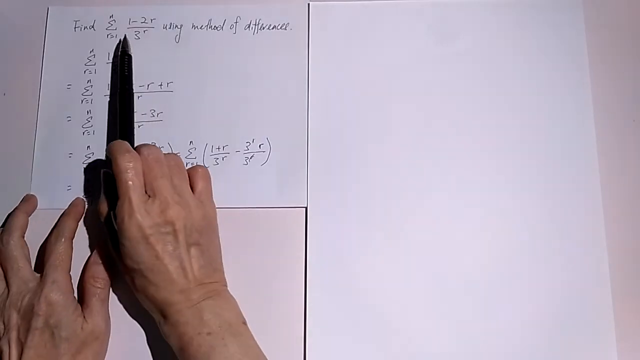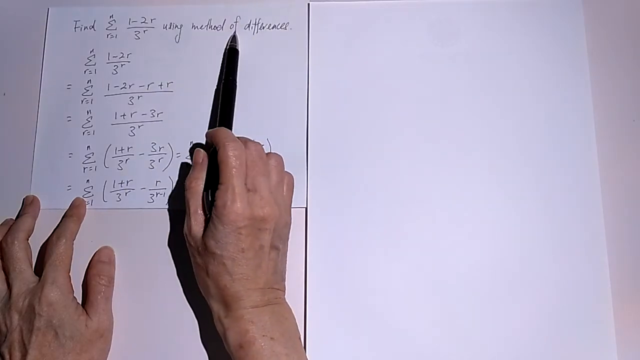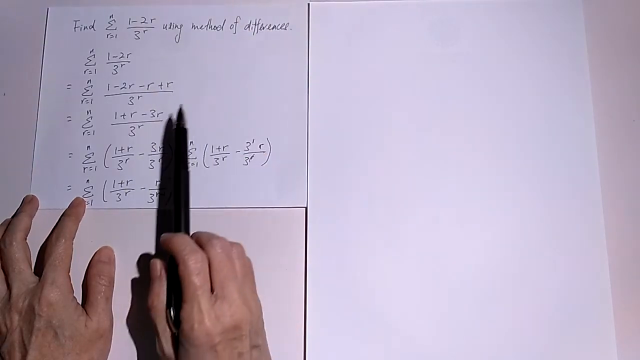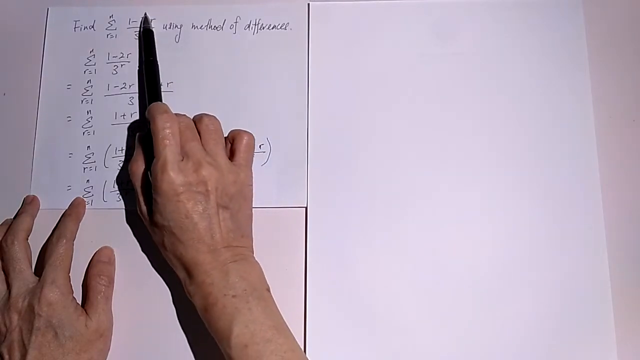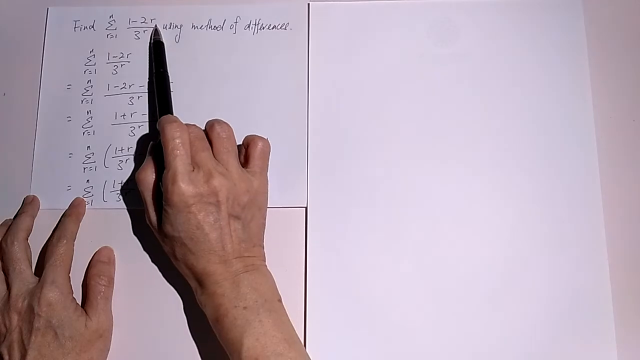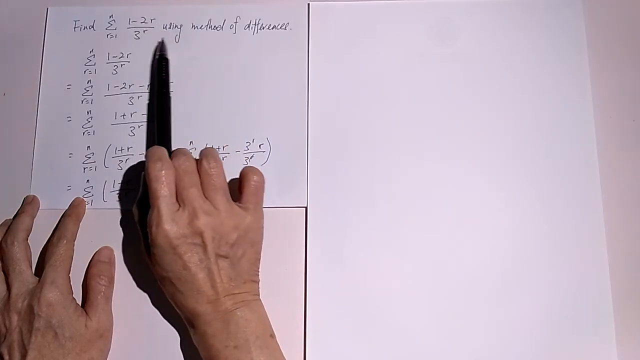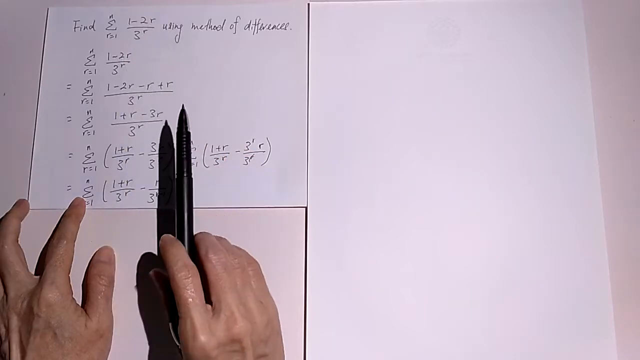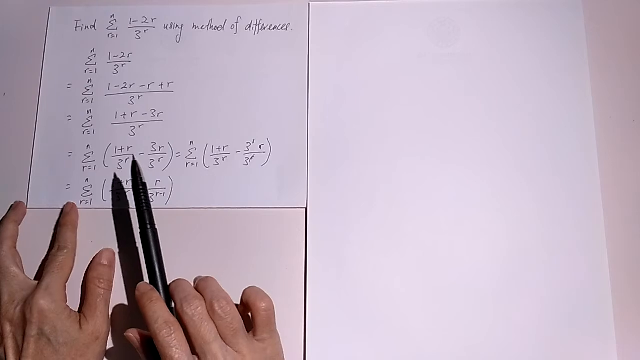Here is a summation question, and you're asked to use the method of differences. Method of differences means you try to reconstruct this fraction into two fractions, the difference of two fractions. How do we solve this question? How to solve this expansion?